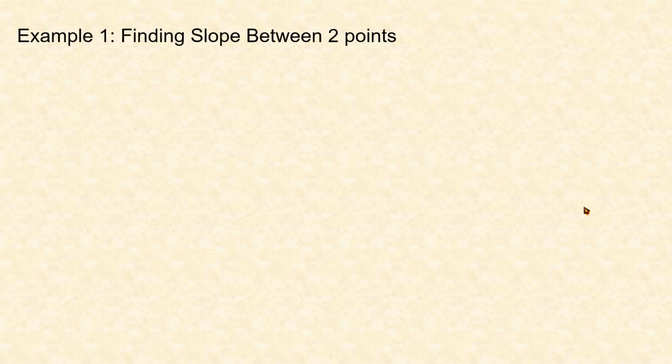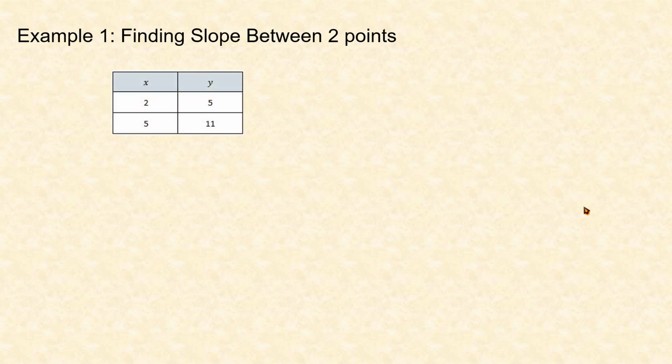So here is an example where they give us 2 points and we don't have the line to draw the triangle, right? So if you want to find the slope between the 2 points, sometimes they can give us a table. So the way we do that is we just find the rate of change, okay? Because the slope is the same as the rate of change.